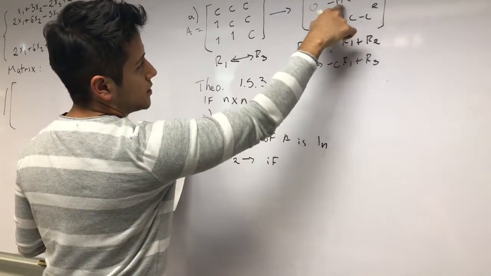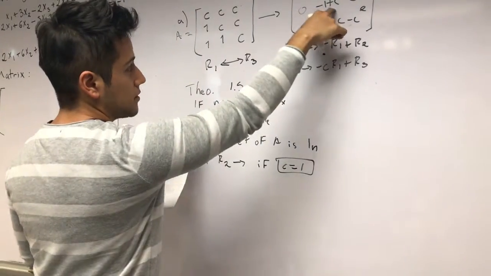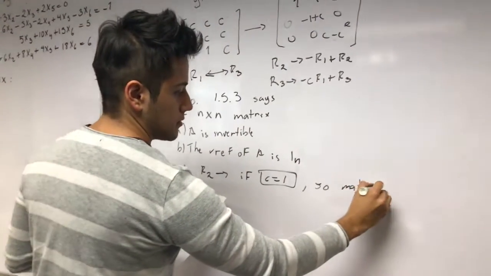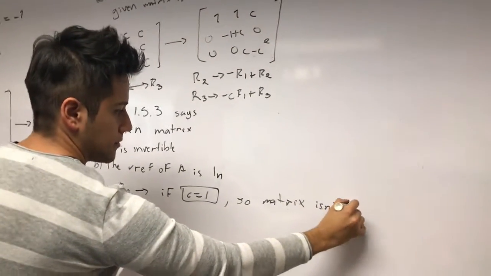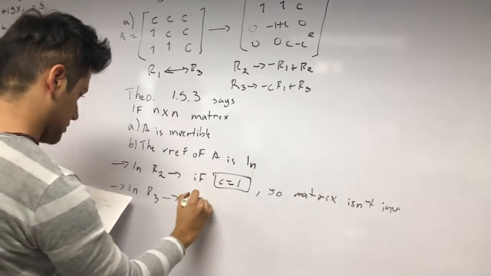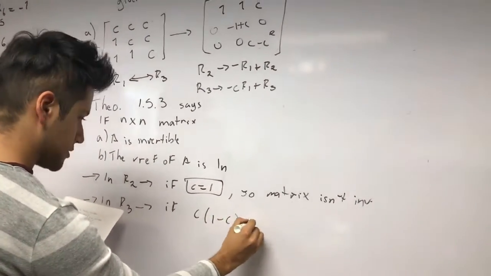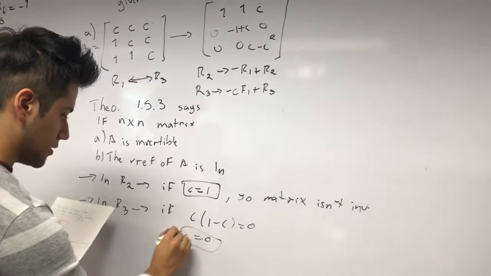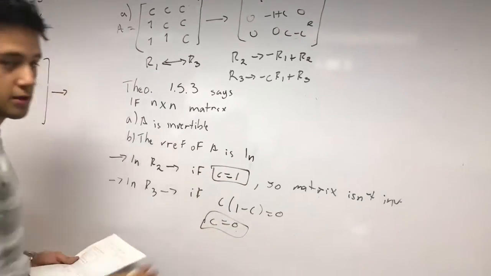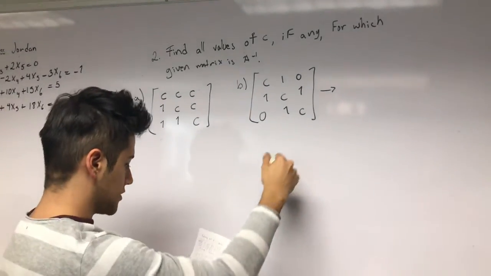Sorry, so we have in row 2, if C equals 1, we will have here a 0, so the matrix is not invertible. And in row 3, if C minus C squared equals 0, then C can be 0. So the matrix is not invertible for C equals 1 and C equals 0. We need to find the same values of C for which this matrix is invertible.